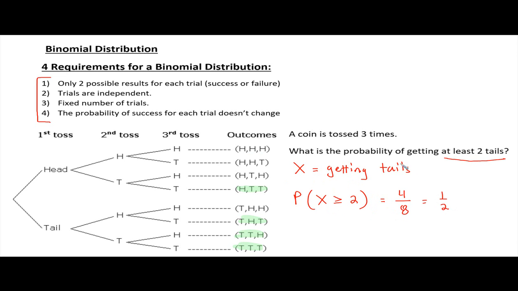Now, you can also do this problem using binomial distribution. But first you would have to recognize that this is a binomial distribution. So the first requirement: there are only 2 possible results in each trial, success or failure. So if x is defined as getting tails, well, basically there's only 2 things that can happen based on our definition. Either we flip the coin and we get tails, or we flip the coin and we don't.